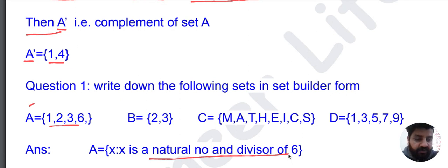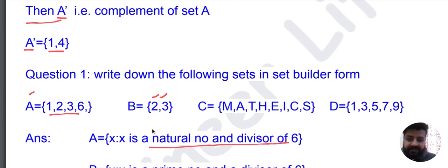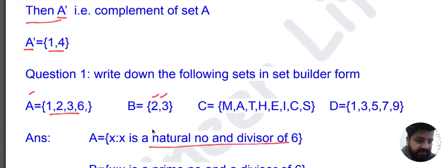This is the main point: you have to find the logic. We find the logic and we write down the set builder form. Now we look at B. As you can see, this is a roster form set B, and the elements are 2 and 3. These two elements are natural numbers, and both of these elements also divide 6.